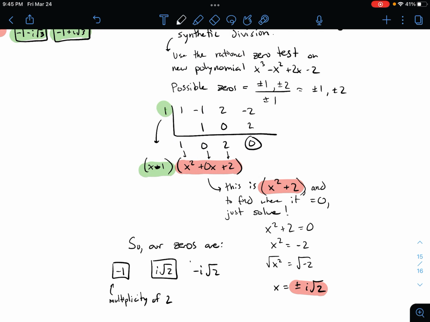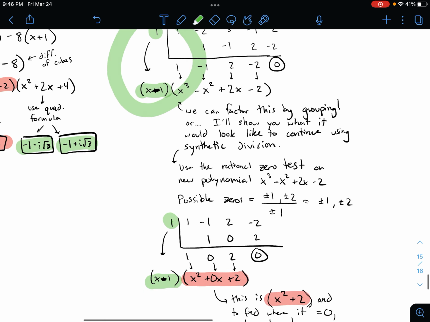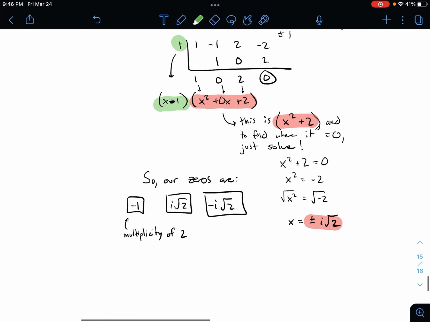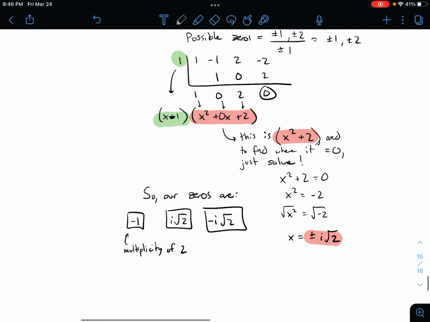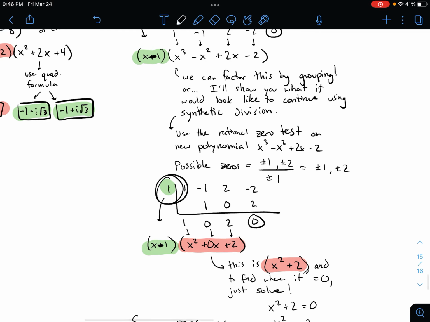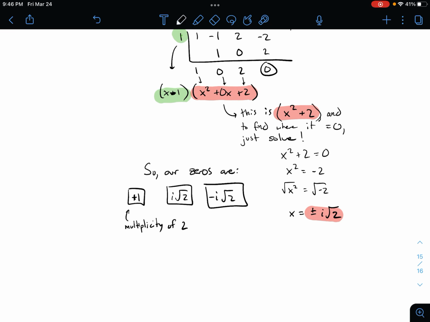So when I look at my final answers, let's keep track of what we've got. One of our answers is going to be -1. Now this -1 actually has a multiplicity of 2 because remember we took it out twice. We took out the 1 here and we took it out here. So we took it out twice. It's got a multiplicity of 2. So what that means is that it's going to bounce. Sorry, I messed up my signs again. This should be a positive 1. Right, we said we took out a 1 here, right? So 1 is my 0, not -1. My mistake. So 1 is going to be my 0.